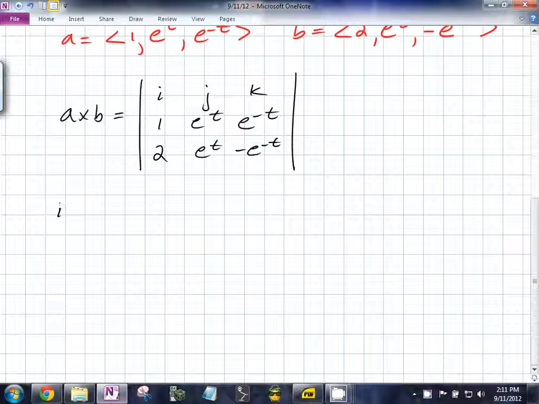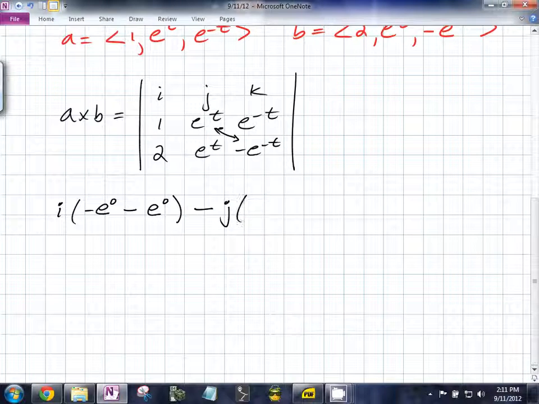So the i entry is going to be what? Negative e to the... Really? What? You're multiplying these two right there. If you multiply those two, you add the powers. So what does it become? Negative e to the 0 minus e to the what? 0 minus j times negative e to the negative t minus 2e to the negative t plus k times e to the t minus 2e to the t.